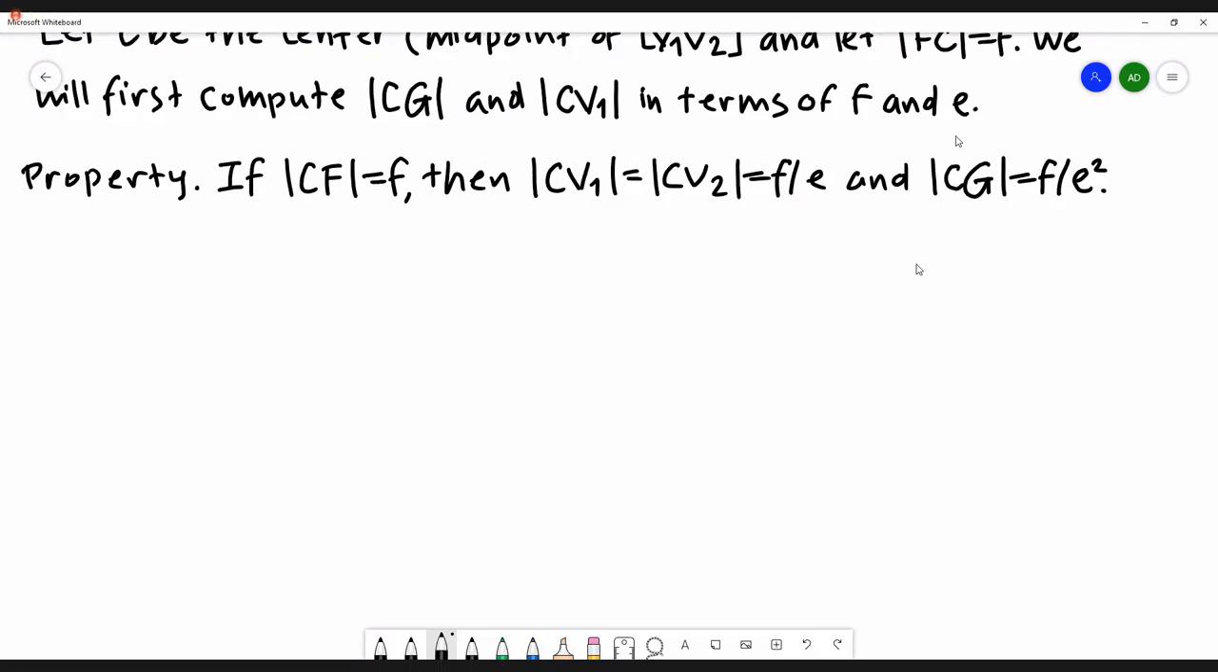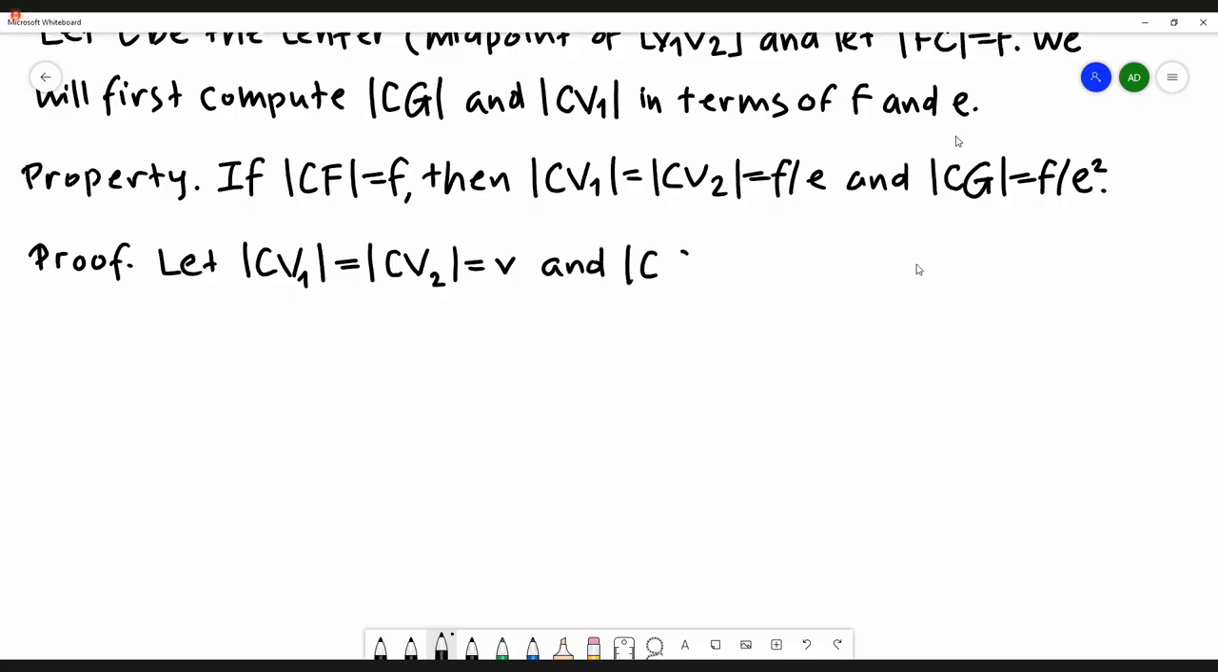Okay, proof. Now let us give names to the quantities, the distances we are trying to find. The distance between C and V1, C and V2, call this as V, and the distance between center and directrix as U.